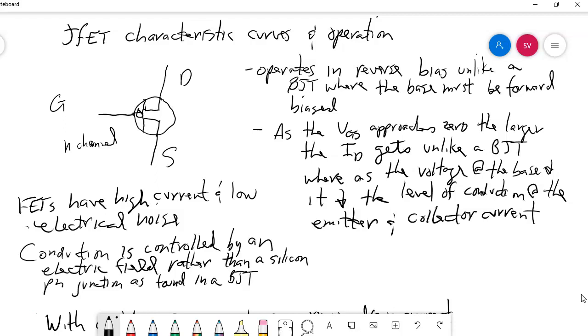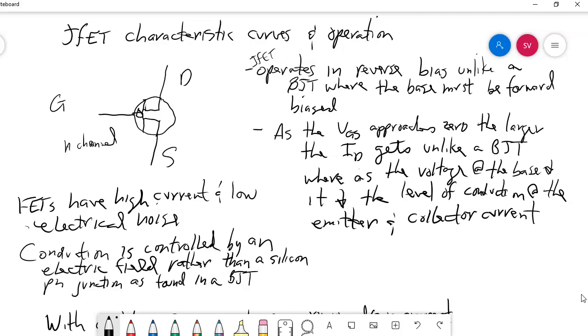We're going to look now at some main differences between a bipolar junction transistor and a JFET. Here's difference number one: a JFET operates in reverse bias, unlike a bipolar junction transistor where the base and emitter must be forward biased.